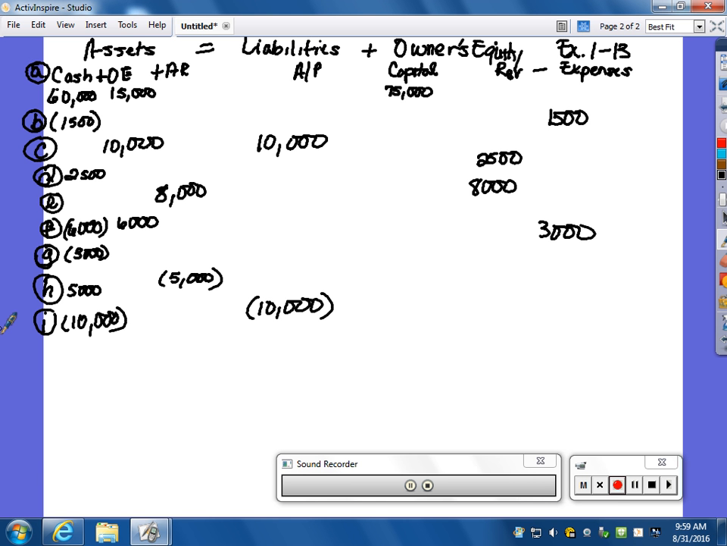The owner withdrew $1,000 cash from the company for personal use. What happened? What decreases? Cash decreases by 1,000, and what happens? Speak louder. Withdrawal. It would increase by 1,000. And who is confused about why we increase it and not decrease it? Raise your hand. Okay. So you have to treat this the same way you do expenses.